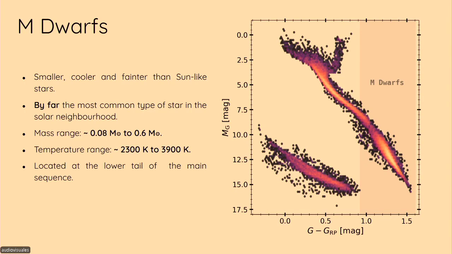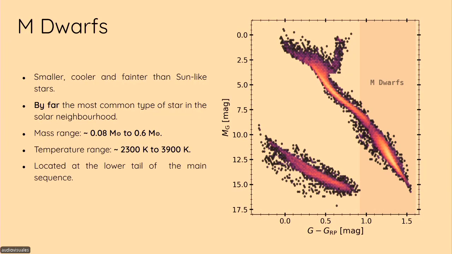So let me first introduce you to the M dwarfs, which are basically stars that are smaller, cooler, and fainter than stars like our sun. Because of this, they have a very small mass range, between more or less 0.1 and 0.6 solar masses, and a very low temperature range, between more or less 2,300 Kelvin and 3,900 Kelvin. So they are very little, very cool, and very faint. And they are very interesting because these stars are by far the most common type of star in the solar neighborhood, vastly outnumbering other hotter types of stars.